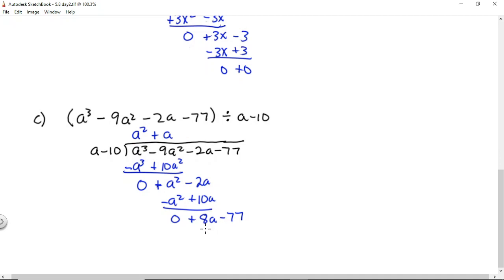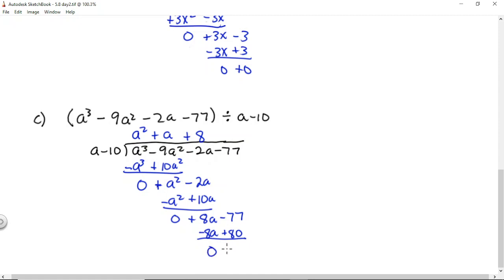So it's now 8a divided by this a. So that is 8. And that's the number that times a will give us 8a. So it's 8. And so 8 times this a minus 10. 8 times a is 8a, but we write negative 8a. 8 times negative 10 is negative 80. So we write positive 80, writing the negative of each of those.